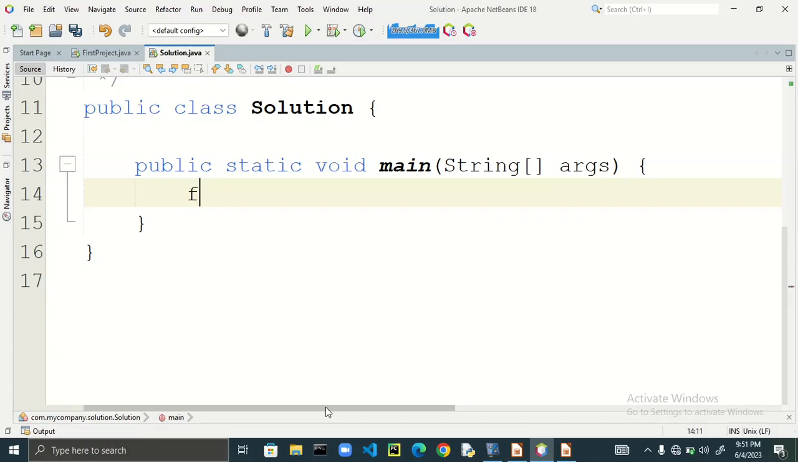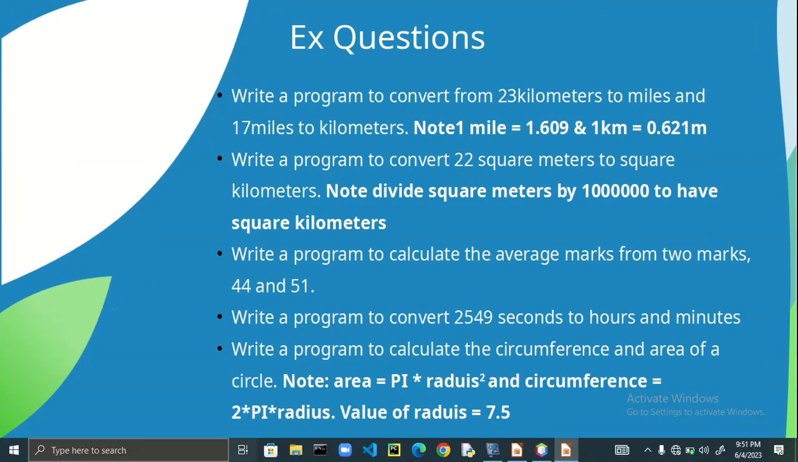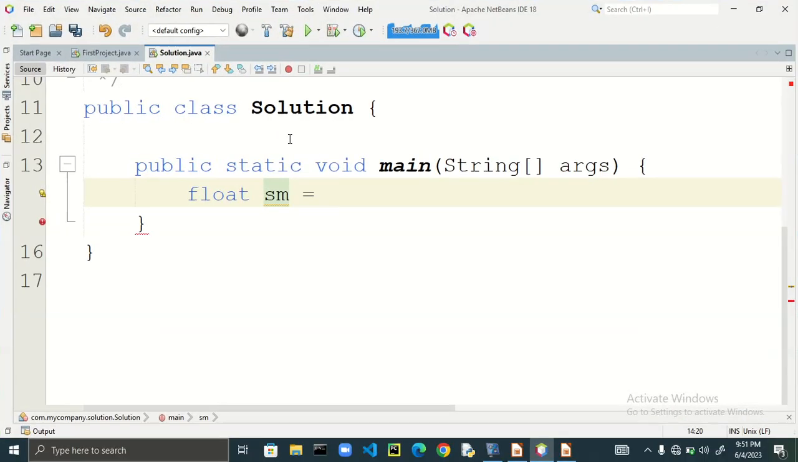So let's still use our float to be in safer hands, and I would say SM, that is square meter, is equal to, they said we should convert 22 square meters, 22.0F. Now we always put this F if it is a float that we are trying to create. If it is an int, we don't need to put I. If it is double, we don't need to put D. This is strictly for float.